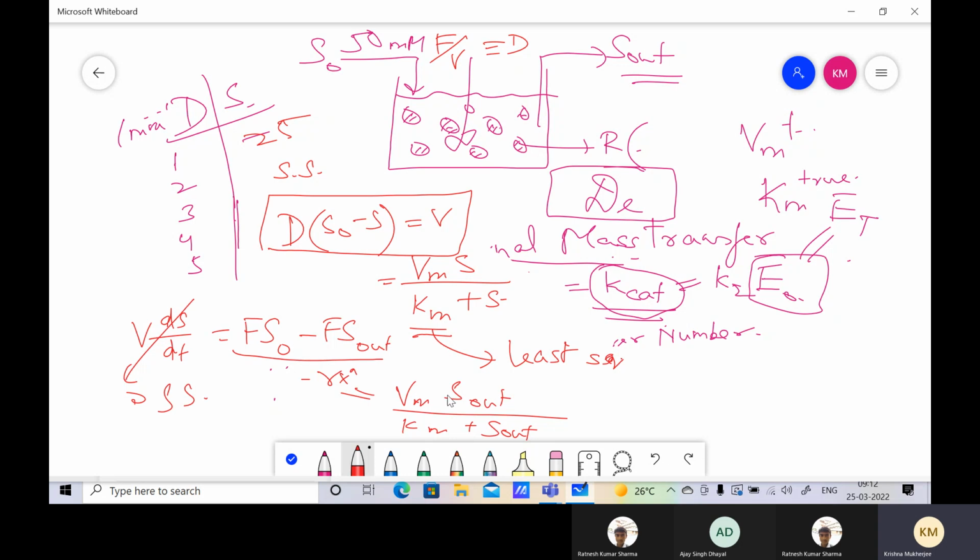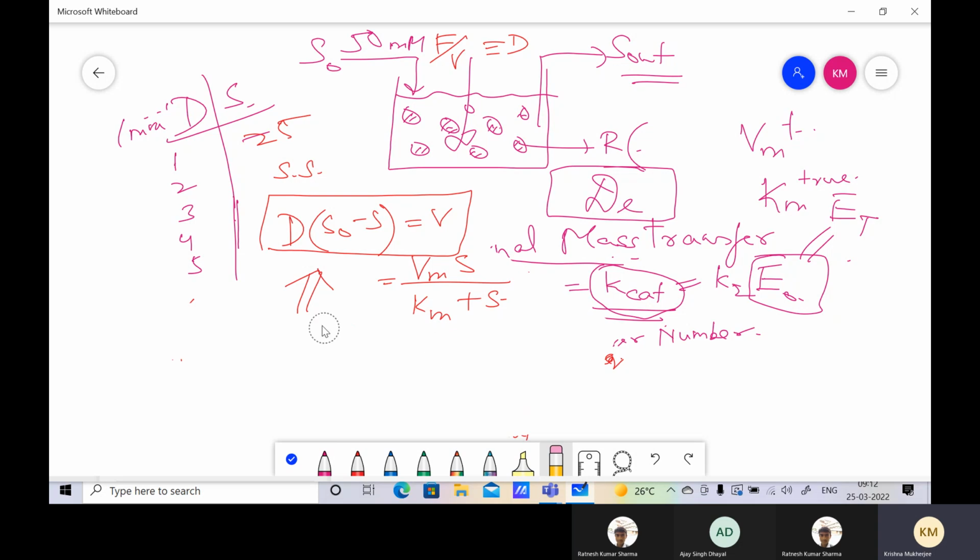So F is equal to this into V, of course, volume. And so we get this F by V, and this equation translates to this equation. Is this obvious? You're familiar with this? Yes, sir. Okay.